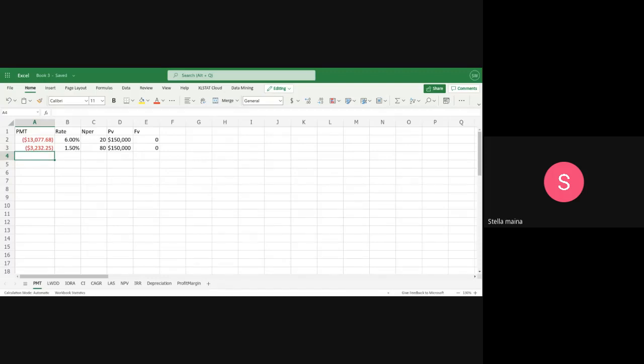What if you want to calculate the monthly payment? The monthly payment. So of course it's going to be the 6% divided by 12, making that to be 0.5%. And then the payment now is going to be 20 times 12, which is 240. The present value of the amount still remains to be 150,000. Future value is 0.